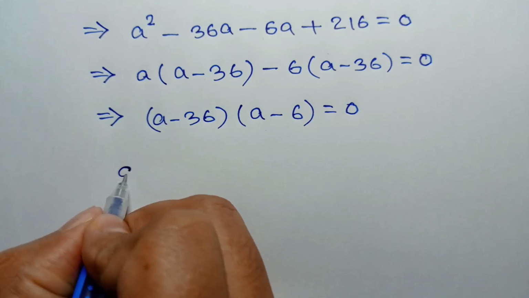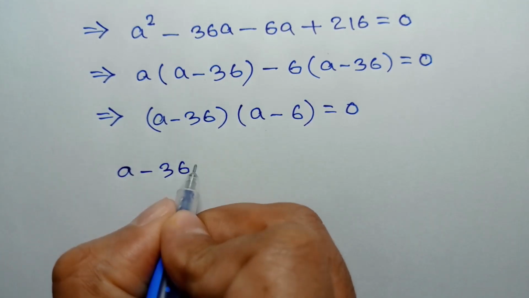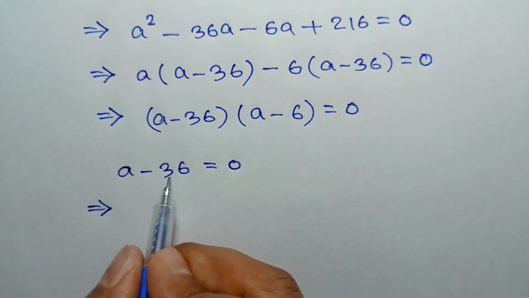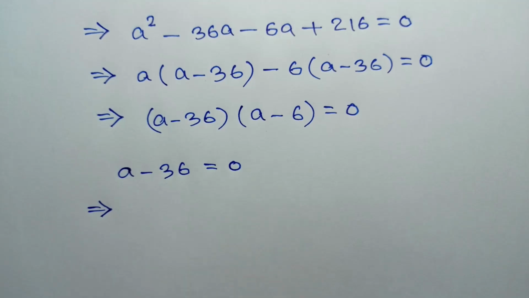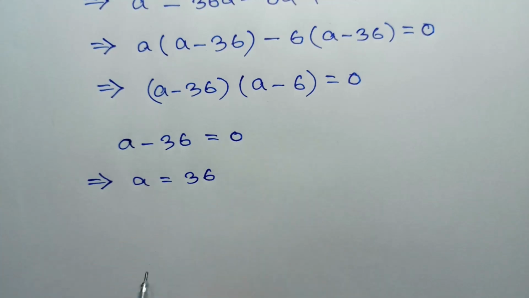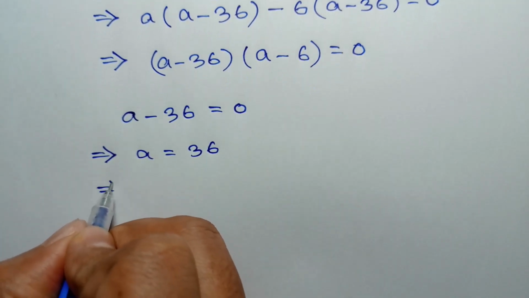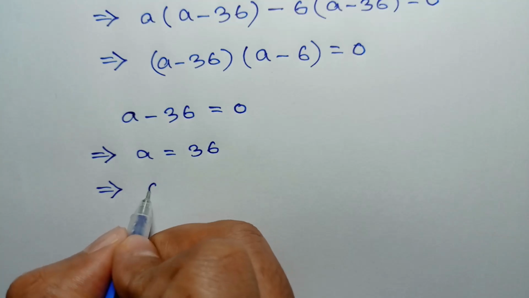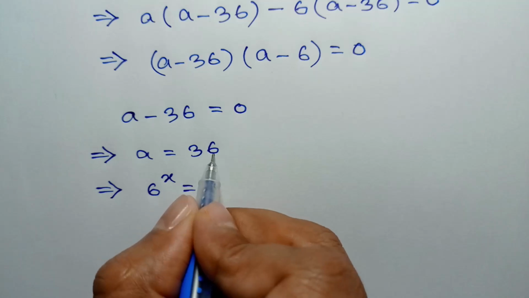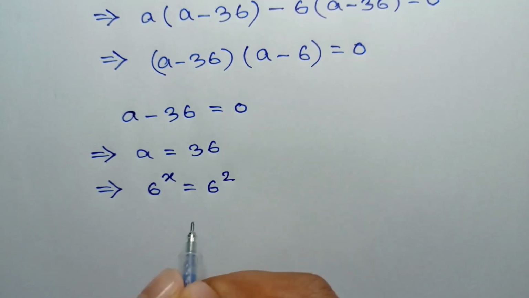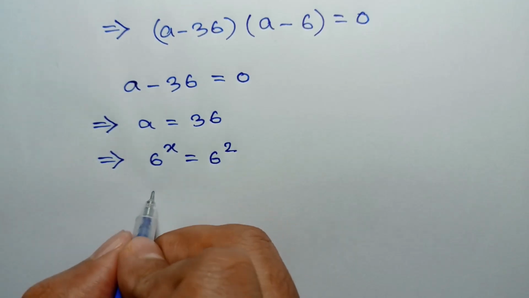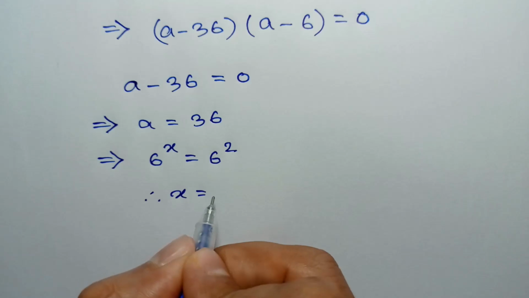So we can write a minus 36 is equal to 0, or taking this 36 to the right side we can write a is equal to 36, or substituting the value of a is equal to 6 to the power x we can write 6 to the power x is equal to 36, which is 6 square. Here the bases are the same, so the powers will be equal, so the value of x is equal to 2.